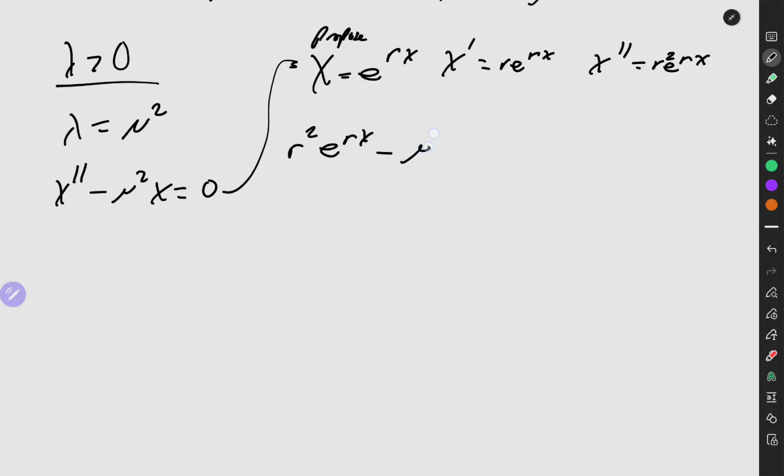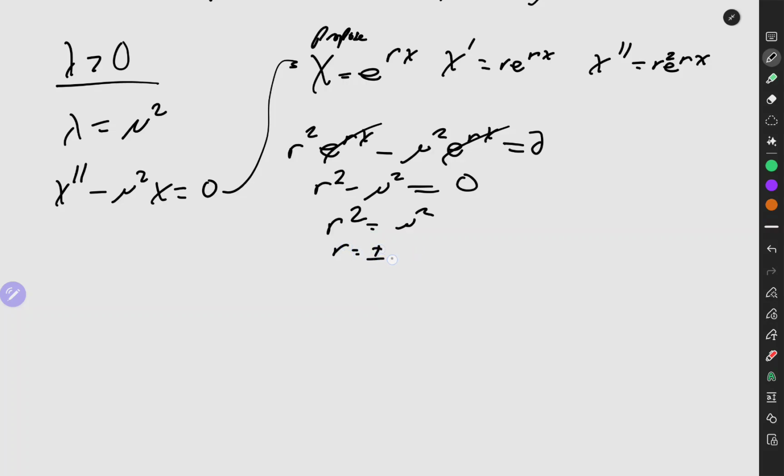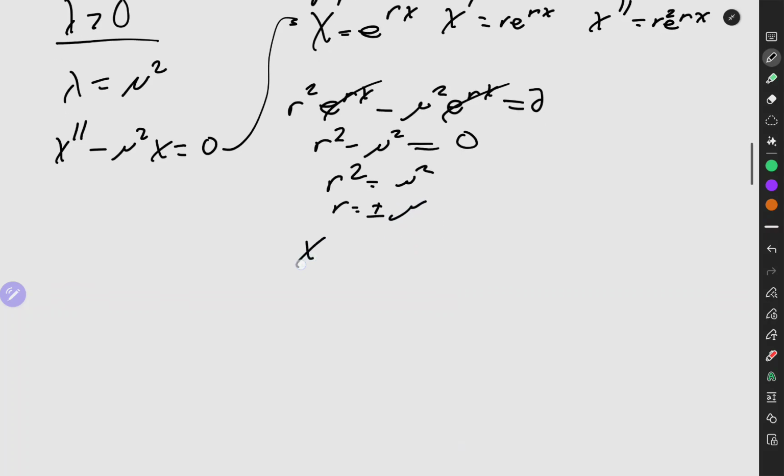Oh, sorry, minus. These cancel. And you're left with this, right? So you can solve for r. That leaves us with, so then we can write the general solution for the second order ODE. That's big X is equal to C1 e to the mu little x plus C2 e to the negative mu little x.